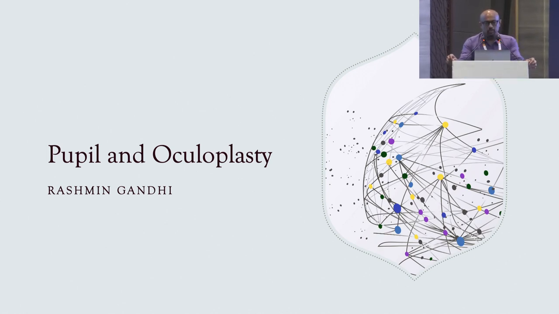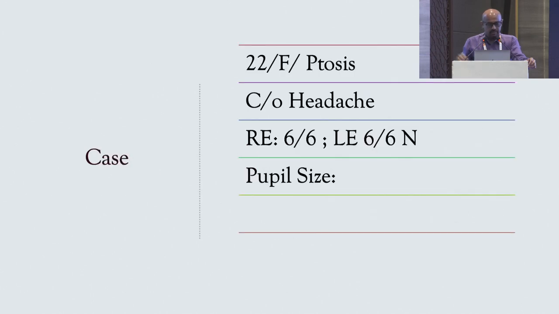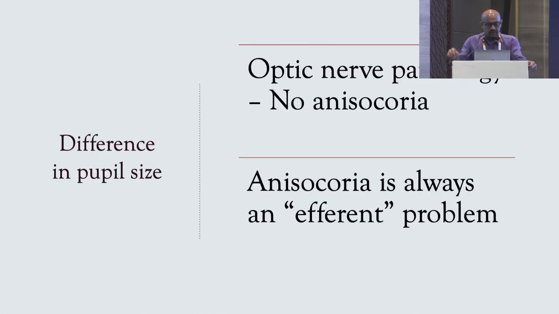Pupil and oculoplasty are various intersections of different pupillary reactions or the size. With the oculoplastic practice, I've picked up two or three cases. This is a 22-year-old female with mild ptosis, complains of intense headache, and she does remember that she had a fall 3 days ago, though she didn't really attach too much importance to it. Her visual acuity was 6/6 in both the eyes.